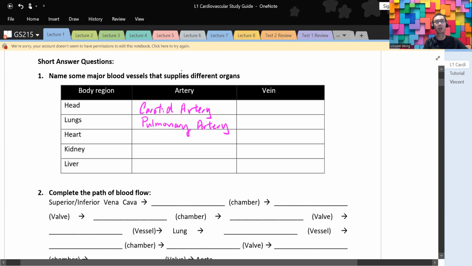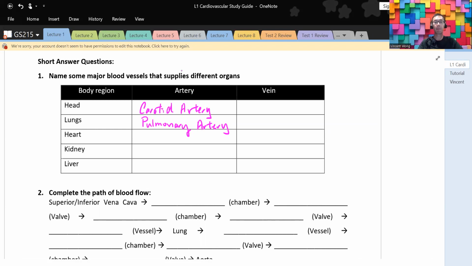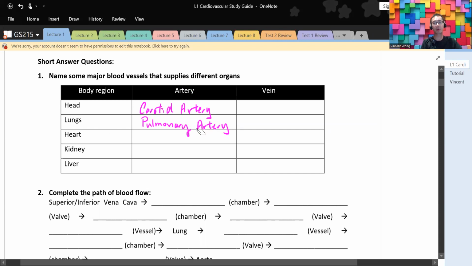Okay, so when you think about artery, you sort of think about these as blood vessels that carry oxygen-rich blood, but that's not always the case. The pulmonary artery, for example, actually carries oxygen-poor blood. You're taking this oxygen-poor blood to the lungs, where you are going to be able to reoxygenate it.